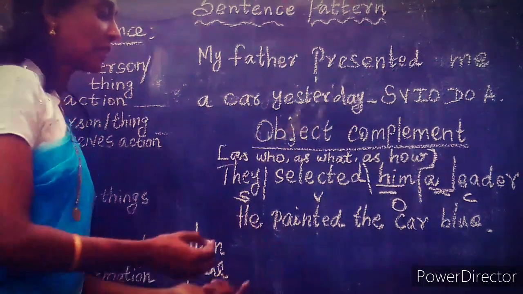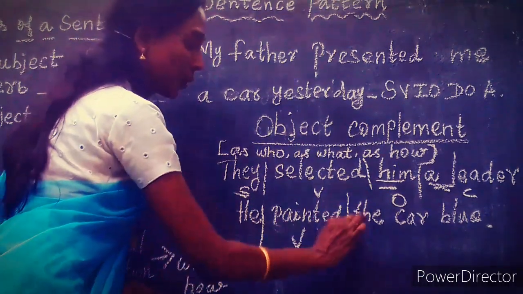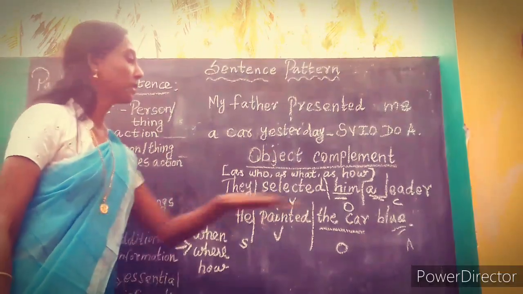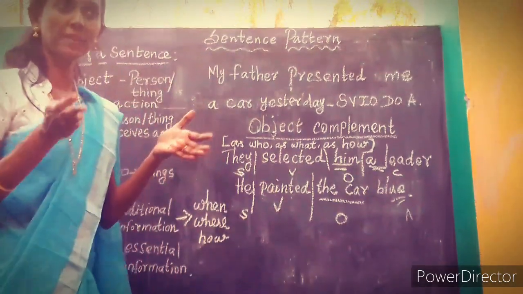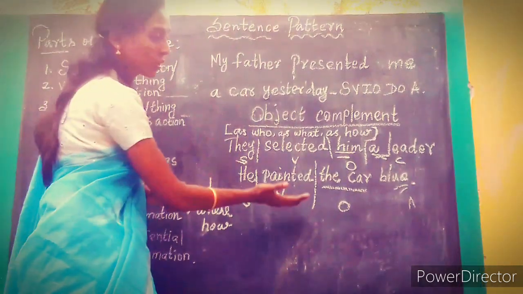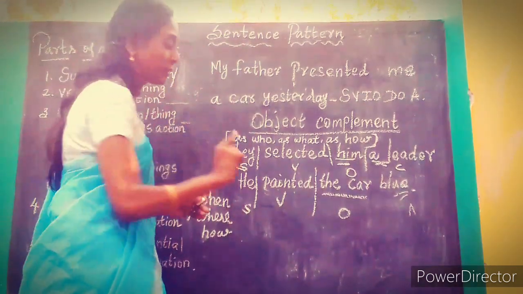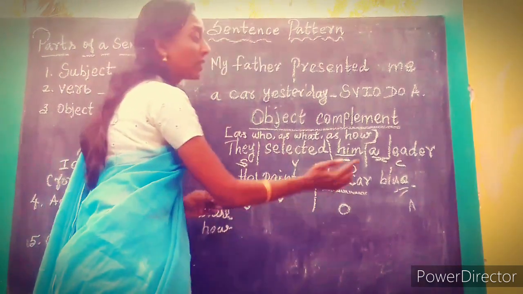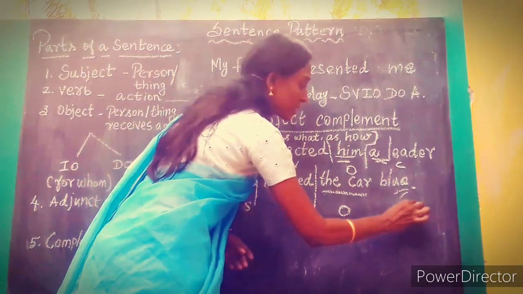Now look at this example. He painted the car blue. He, subject, painted, verb, the car, object. You may think without this word it is completed, so blue may not be the complement part. You may think like that, but it is not like that. In this particular sentence, that blue is an important word, a completing word for the sentence. In what color did they paint the car? That is blue color in this particular sentence. So it is complement.